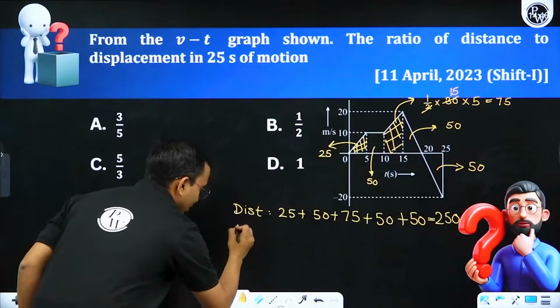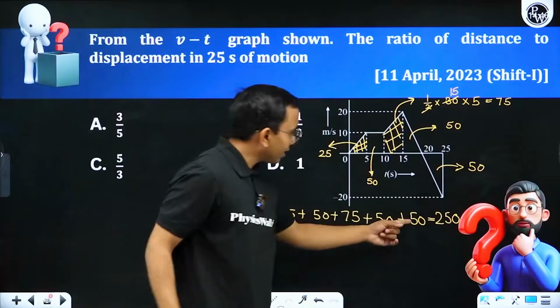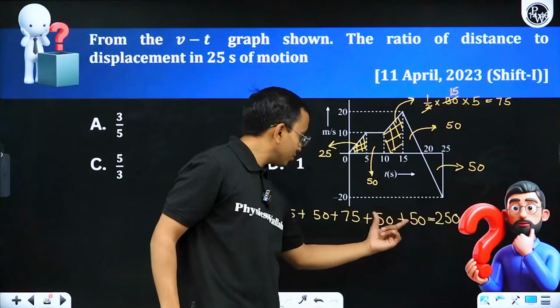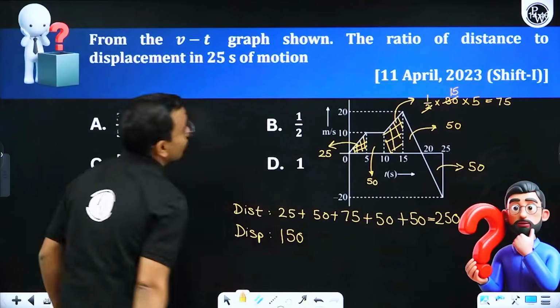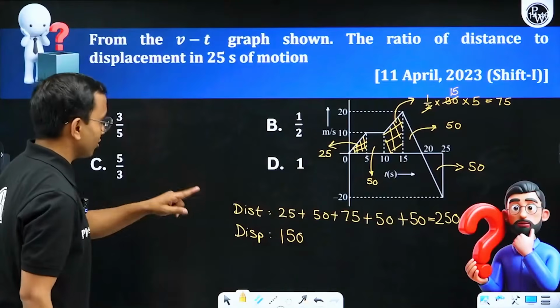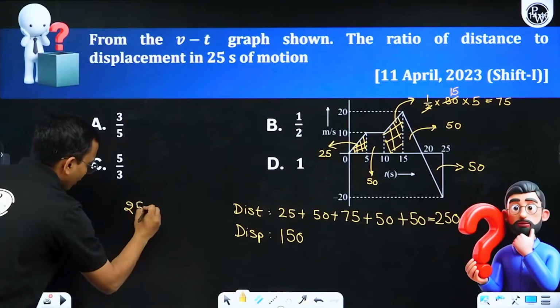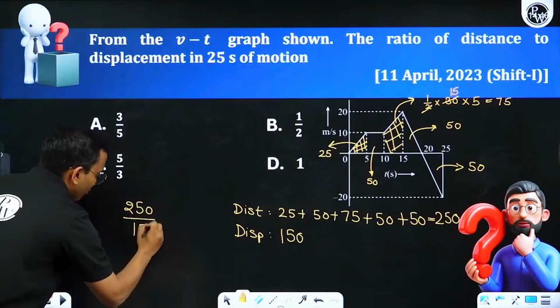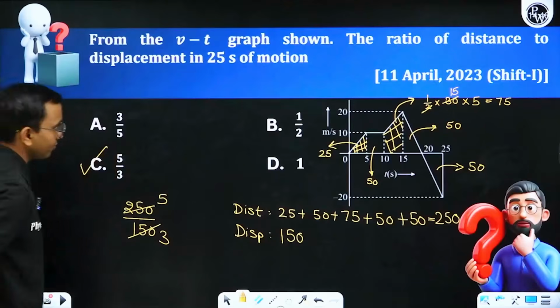Okay, displacement. Consider the negative sign here. So 50 minus 50, that will become 0. Remaining will be 150. Need to find the ratio of distance to displacement. So 250 by 150. So 50 into 5, 50 into 3, 5 by 3.